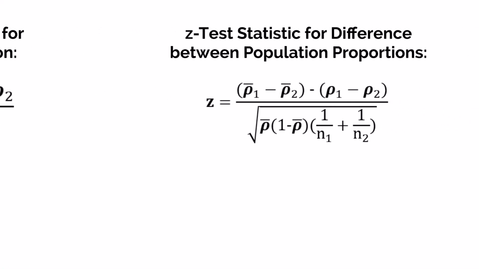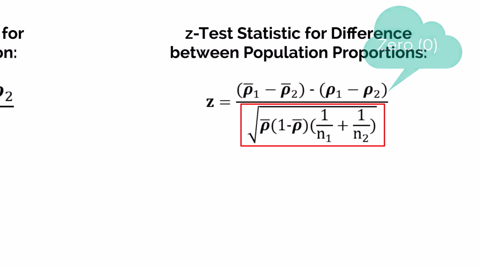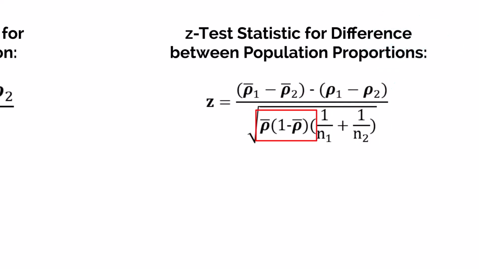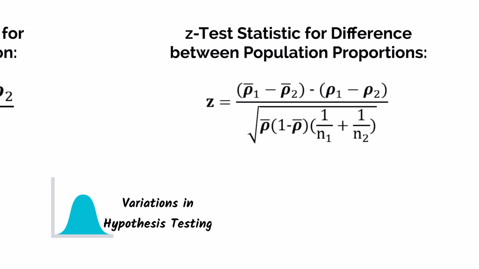Here is the z-test statistic for the difference between the population proportions. So here we have the sample proportions subtracted from each other. Here is the hypothesized difference, and like when working with means, this will be 0. Here in the denominator, this is the standard error with a slightly different format. We'll be plugging in the pooled estimator for p bar, then we multiply that by 1 divided by the sample size of 1 plus 1 divided by the sample size of 2. Let's go and review the variations in hypothesis testing for two population proportions next.